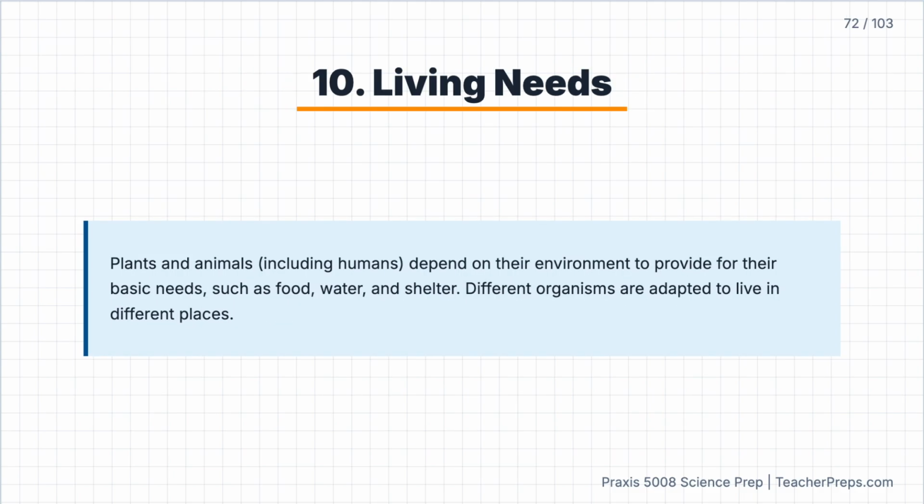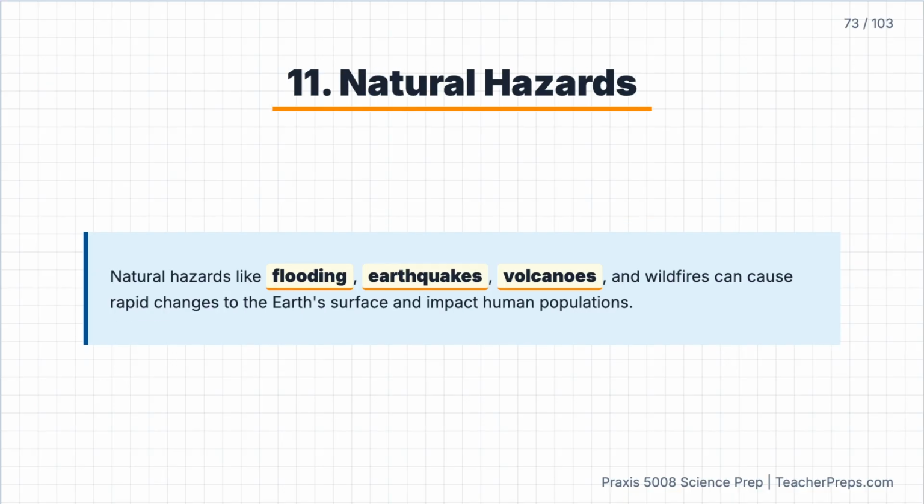Here we go. Let's talk about living needs. This is simple but a vital concept for your exam. Remember that all living things get what they need from their environment. For example, a cactus is suited for the desert and a fish is suited for the water because that's where their needs can be met. All right, so here we have this slide. We've got natural hazards, and the Earth is a dynamic planet.